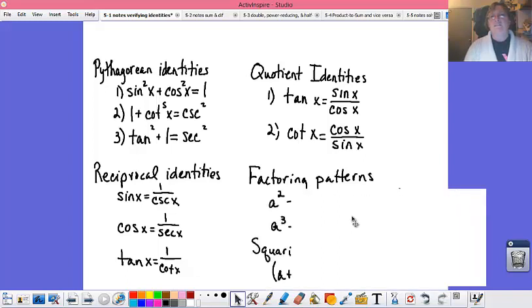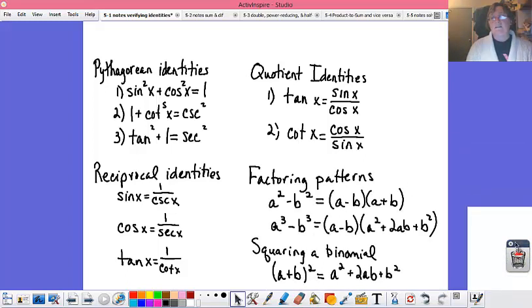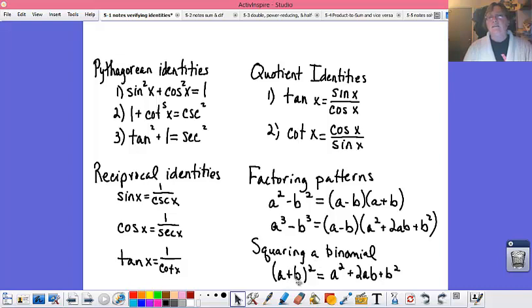And lastly, I'd ask you to just keep in your mind those factoring patterns that we've used all through high school: the difference of two squares, the difference of two cubes, which is newer for us, and, this is a multiplying pattern, not a factoring pattern, when you square a binomial, you get that perfect square trinomial, it's called. So those things will serve us well as we're looking at verifying identities.